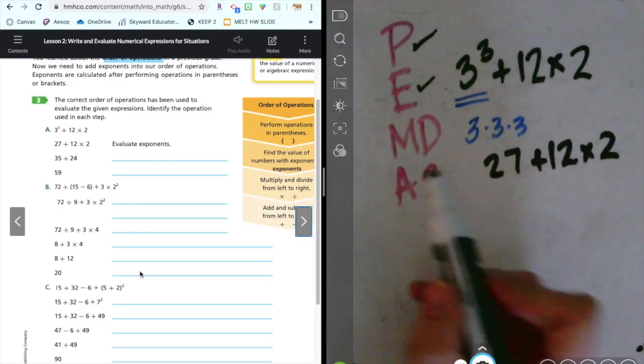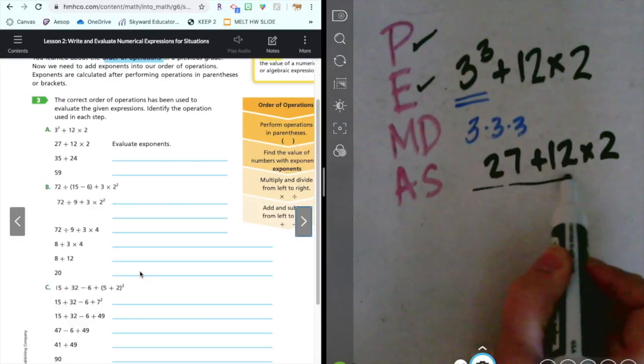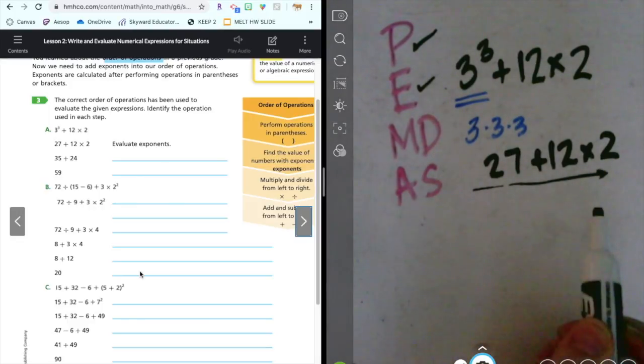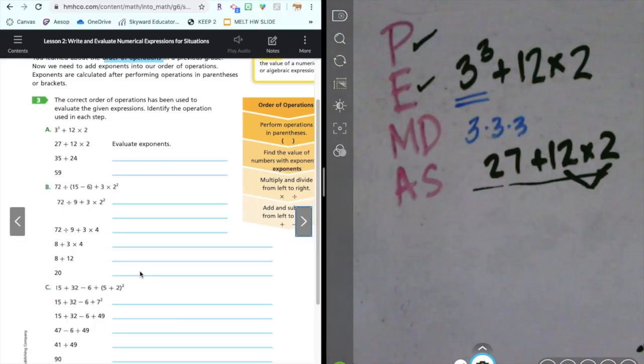Nope, so we did those. Now multiplication and division, look left to right. So we're gonna scan left to right. Oh, here's some multiplication we need to do. So we're gonna do 12 times 2, which is what? 24.